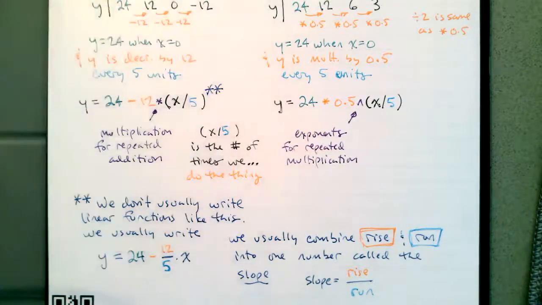To help fill things out a little bit, normally we would write this as 24 minus 12 over 5 times x, rather than 12 times x over 5. But I like to think of the x over 5 because it thinks of the number of times we do the thing. Because I like to think about linear functions as patterns of repeated addition, and exponential functions as patterns of repeated multiplication, and I like to look at them at the same time.